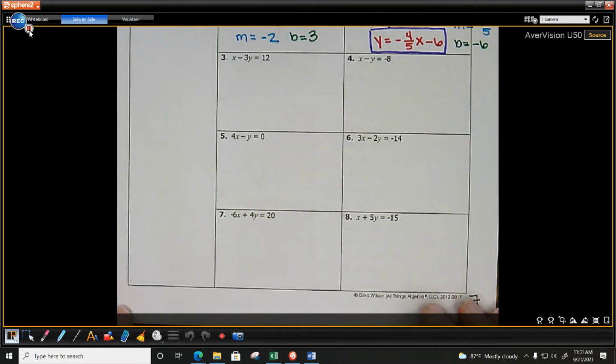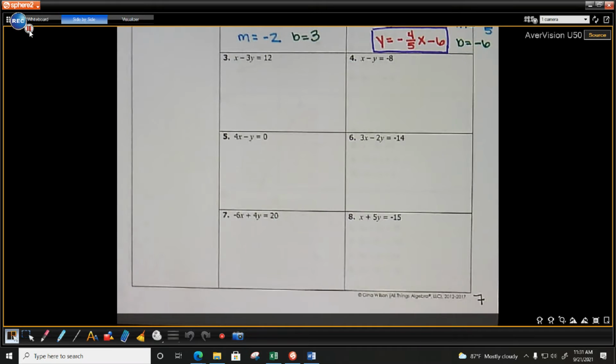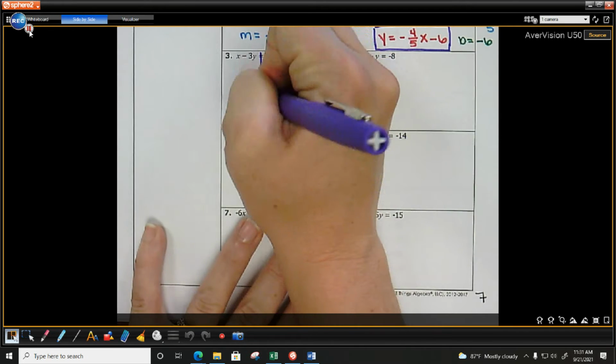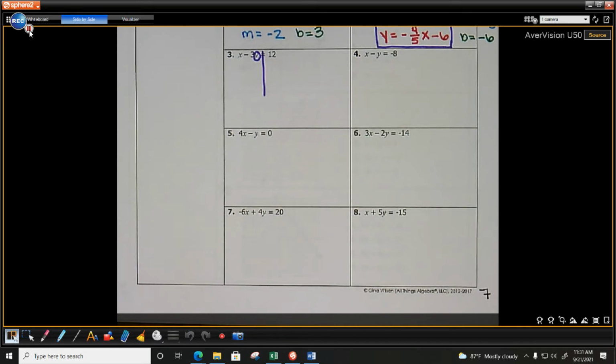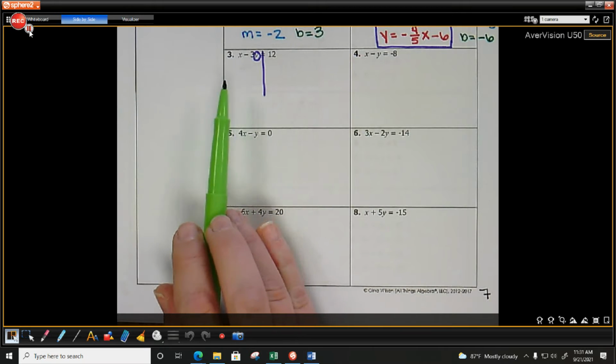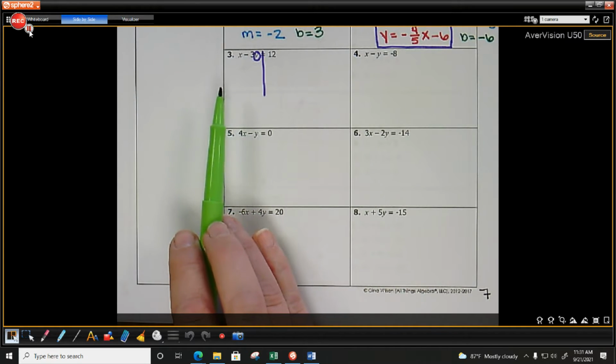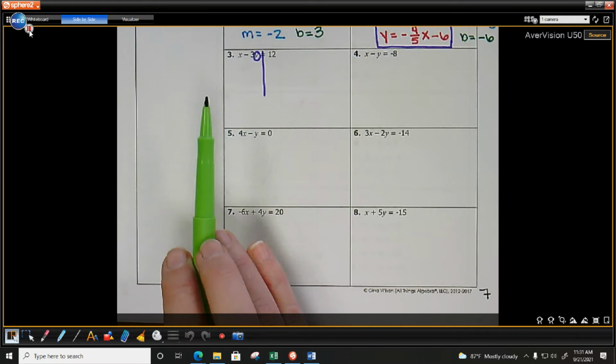Okay, draw your line through the equals and circle y. What am I going to do first? Enzo, what am I going to do first on number 3 to get y by itself? Subtract what? Subtract what, though, from one side to the other?